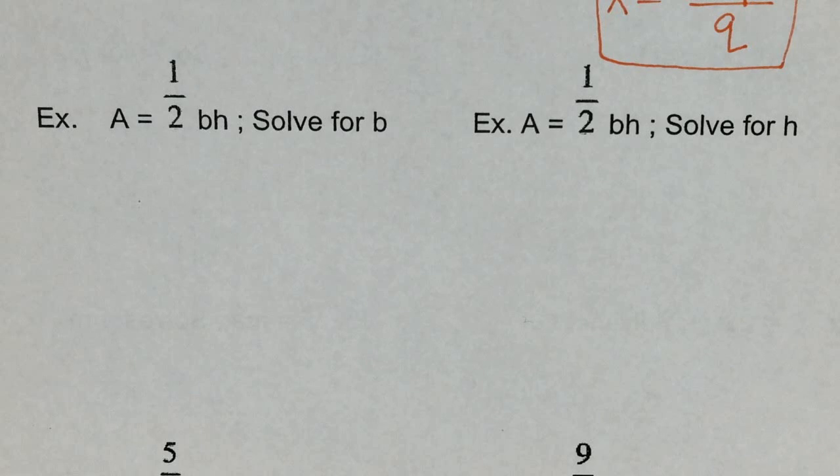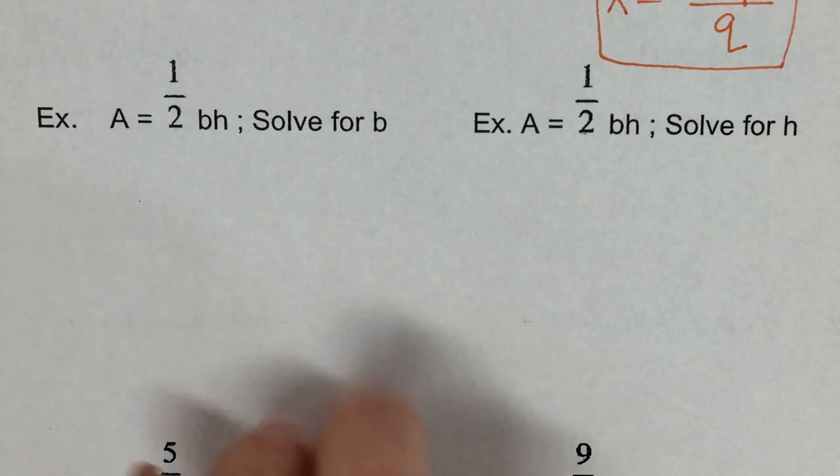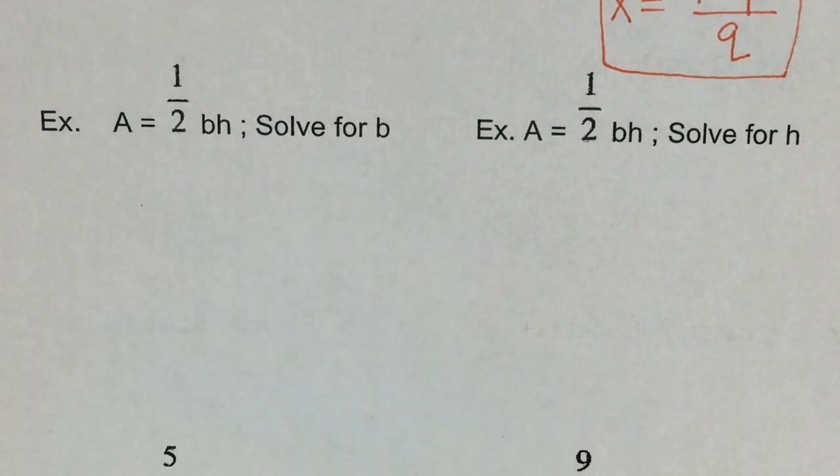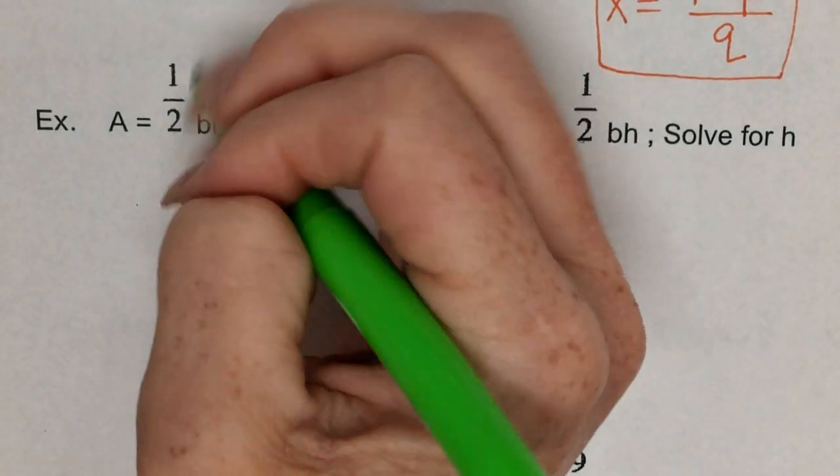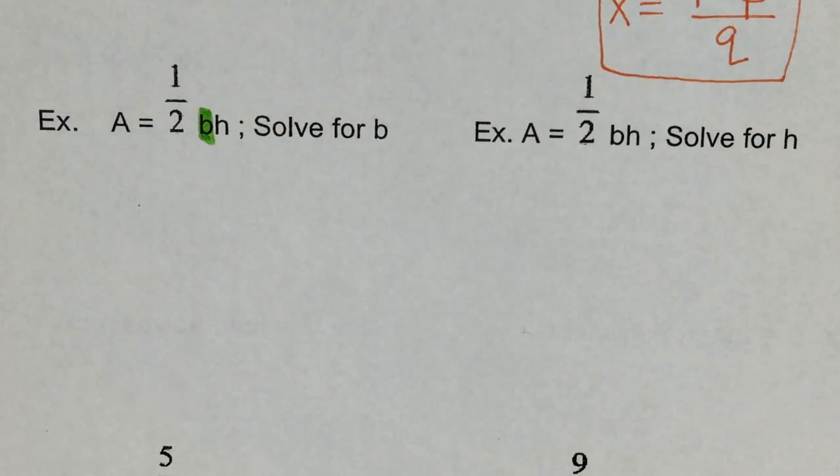So why would I want to rearrange this equation? What if I had the area and I had the height and I want to solve for the B, the base? I could rearrange the formula and it would tell me what I need to do. Yes? So highlight the B because that's what we want to get by itself.